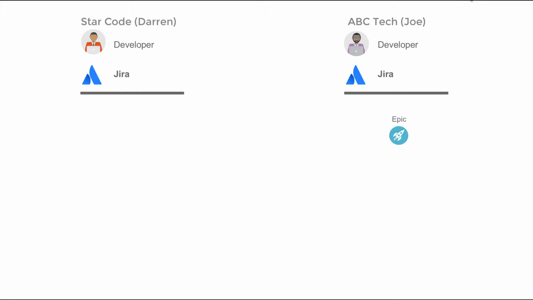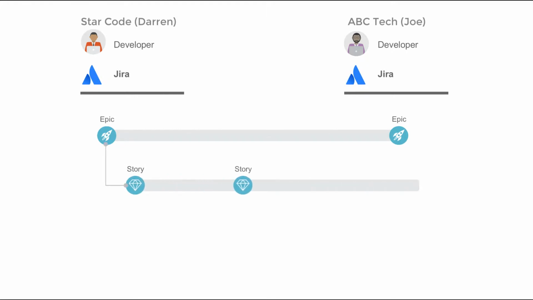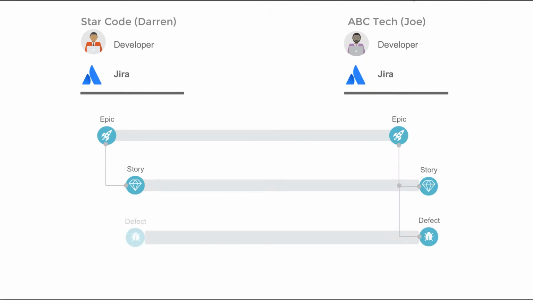Epics that are created in ABC Tech project will flow to Starcode's project. When these epics are broken down into stories by Starcode, the stories will flow to ABC Tech's project, preserving the relationship to the epic and reflecting any changes to the stories as they take place. When ABC Tech creates defects related to the epics, they will also flow over to Starcode's project to be resolved.